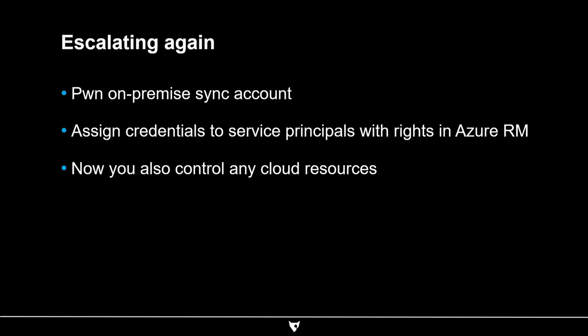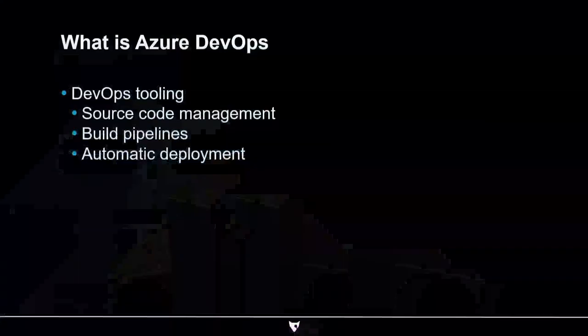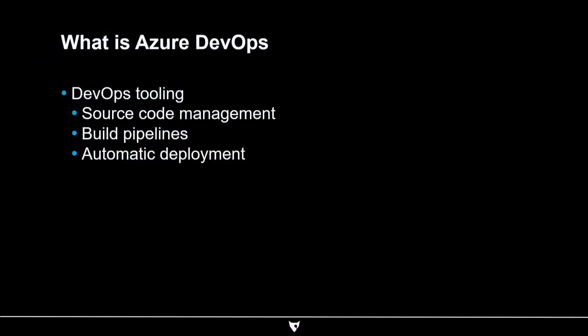An example which actually uses this is Azure DevOps. And what is Azure DevOps? Well, Azure DevOps is DevOps tooling. It's in some ways kind of like GitHub. You can use source code management, you can collaborate on projects, you can have automatic build pipelines and automatic deployment. It's the whole DevOps toolkit.